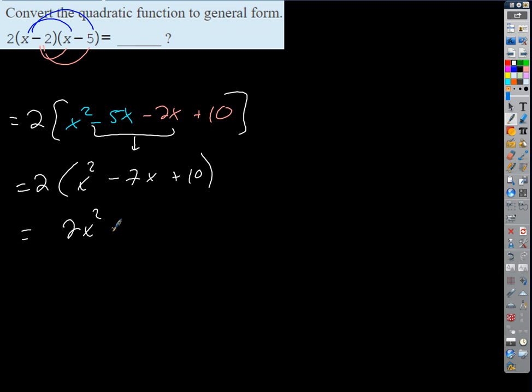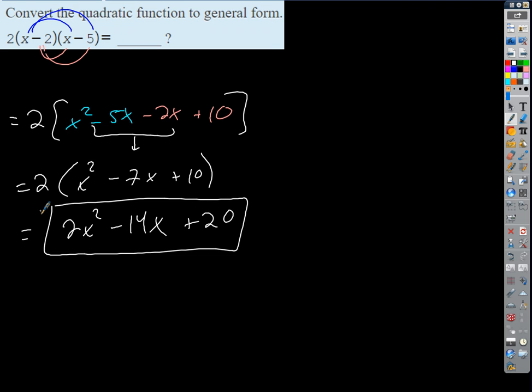2x squared minus 14x. Okay, and there it is. Can we put it into standard form? Ax squared plus bx plus c. Right? Piece of cake. No big deal. How about one like this guy? Maybe a tiny bit harder, but still not very hard.